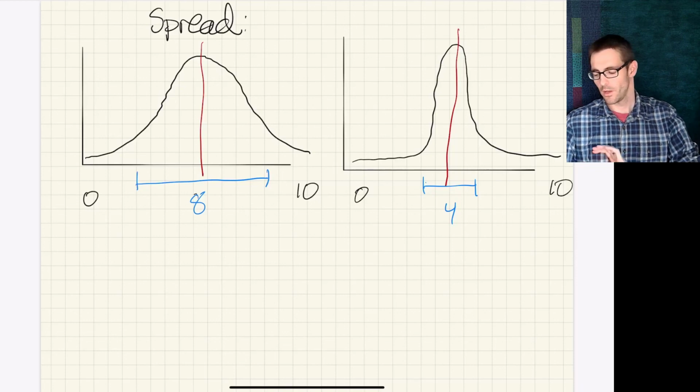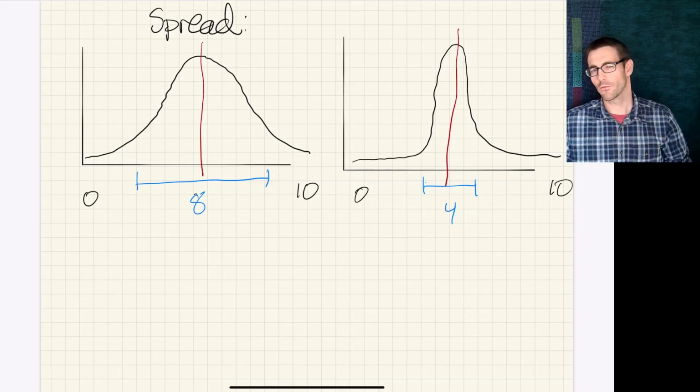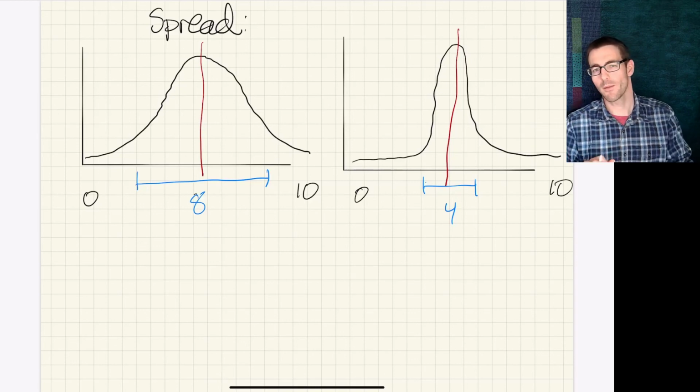We can either find the standard deviation, which is analogous to finding the mean, or we can use interquartile range, which is associated to the median. So we're going to talk about each of those.